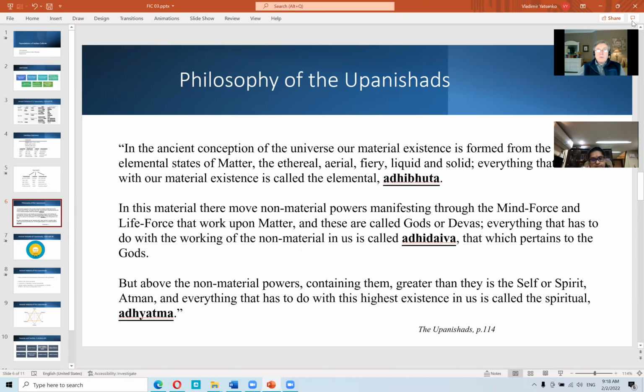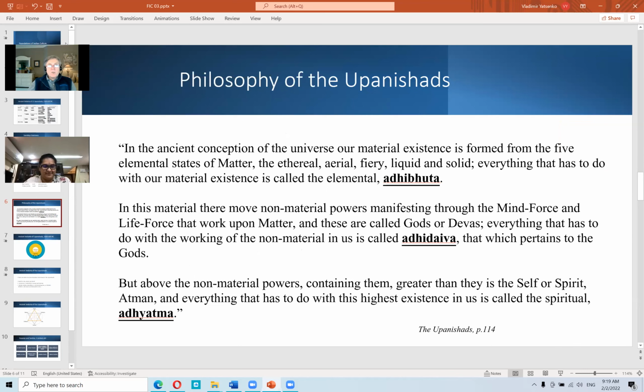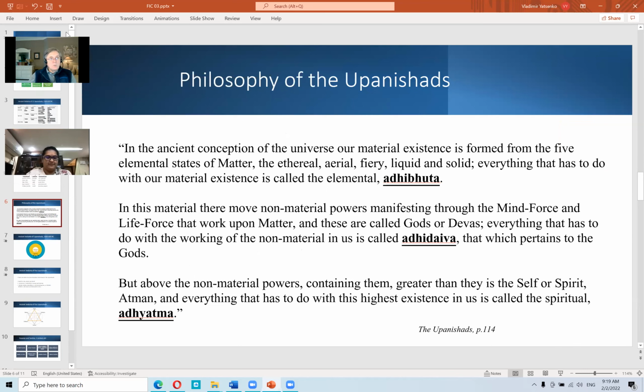So we are moving now into the philosophy of the Upanishads, and this is important. We are coming to the faculties of consciousness, my favorite topic, which I kind of inherited from the Upanishads, although the Upanishads do not see it in the Sankhya way. This is what Sri Aurobindo writes in the Upanishads: in the ancient conception of the universe, our material existence is formed from the 5 elemental states of matter, the ethereal, aerial, fiery, liquid and solid. This is exactly Sankhya's Panchamahabhutani.